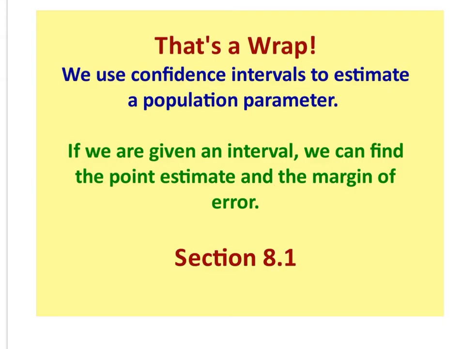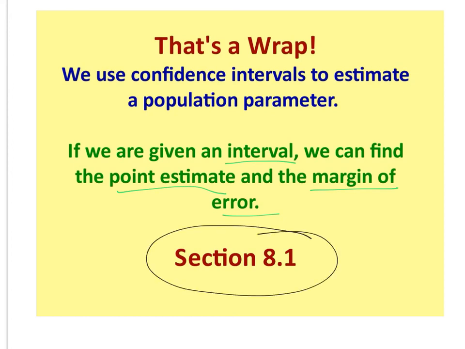We use confidence intervals to estimate a population parameter because we don't know the population parameter, so we're estimating it. If we're given an interval, we can find the point estimate and the margin of error. So this is section 8.1, and that's a wrap.